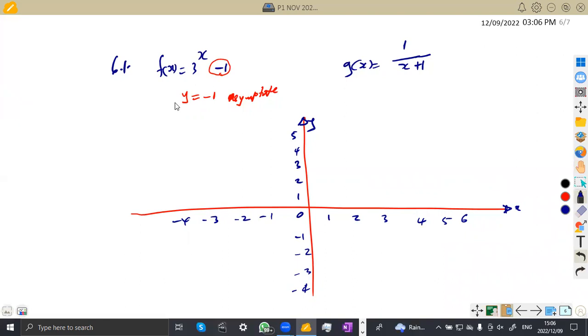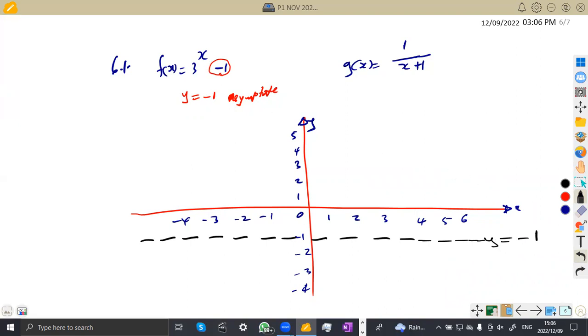We've got the asymptote at y equals -1, which means the graph is not going to pass through the line y equals -1. You can even draw this line as a continuous line, it's not a matter of fact. So you can just have y equals -1. That's your asymptote, which means the graph is not going to pass through this line.